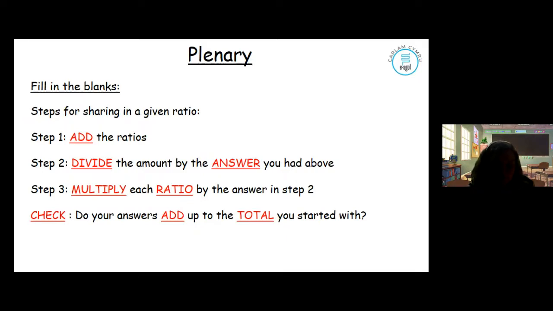Okay, so those are the steps you have to follow for sharing in a given ratio. But remember, we've done much more than that today. We did finding a total, we did simplifying ratios, and we've done some recipes.